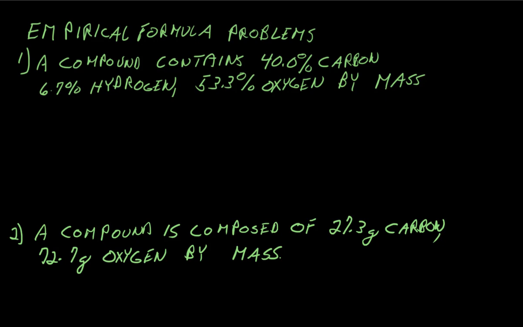First, empirical formula: we've got a compound and it contains 40% carbon, 6.7% hydrogen, and 53.3% oxygen by mass. At this point, when you have percentages that are going to equal 100%, just assume we've got 100 grams of the compound. So let's take a look at our carbon. For carbon, we've got 40.0 grams.